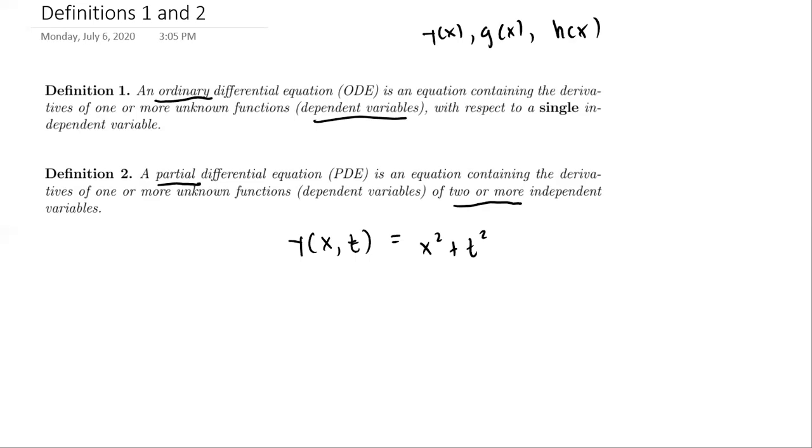Now you could have various functions like this, etc. And what would be a PDE? Well, if you take derivatives of not only your variable x, let's say, but both variables. Let's say derivatives with respect to x and derivatives with respect to t. If those derivatives occur, so more than one variable, then that's a partial differential equation.